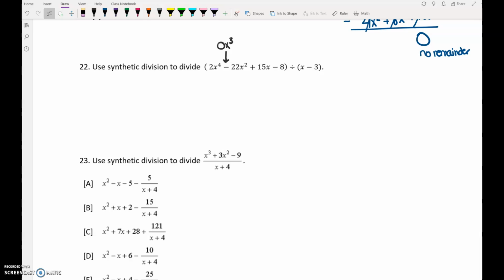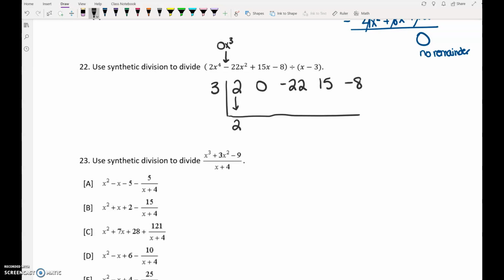Number 22, with synthetic division, you always need to make sure you check for a missing term. Synthetic division uses the coefficients. And then over here, we write the opposite of whatever we're dividing by. Drop the first number down, multiply. 3 times 2 is 6, add. 3 times 6 is 18, add.